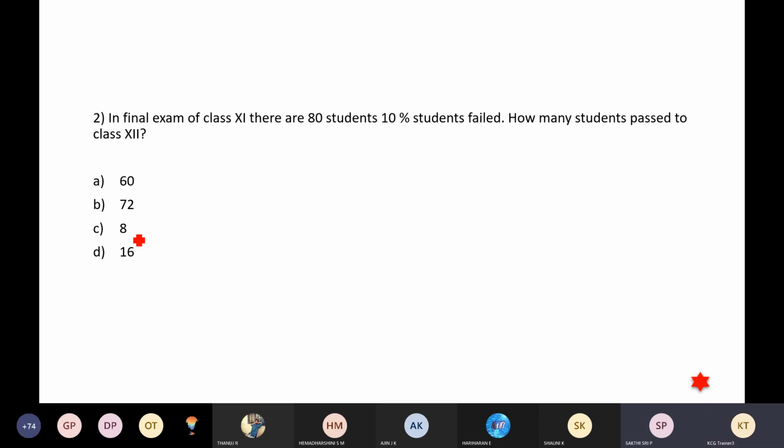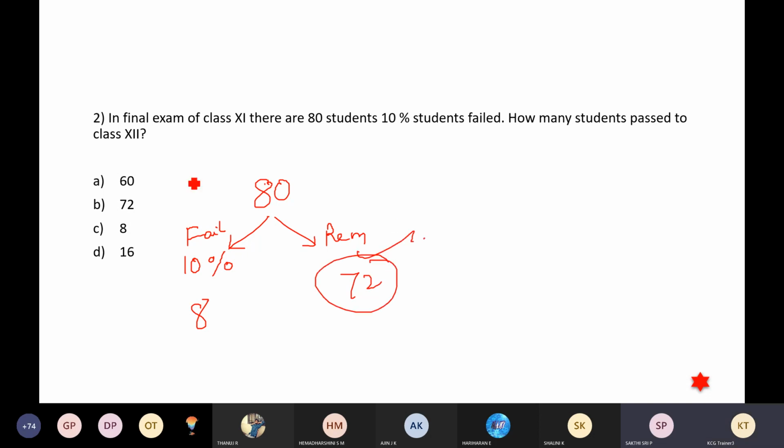Excellent. So, guys, listen here. When it comes to this question, there are 80 students and 10% failed. Then how many are remaining? That's my question. Which means if I find out 10%, those who failed, what's 10% of 80? 8. Subtract 8 from 80, remaining will be 72. So my answer is 72.